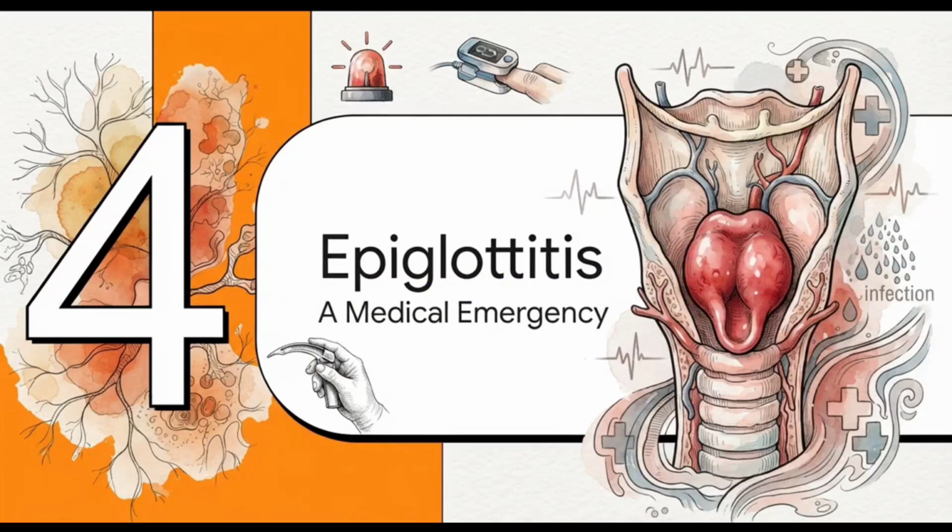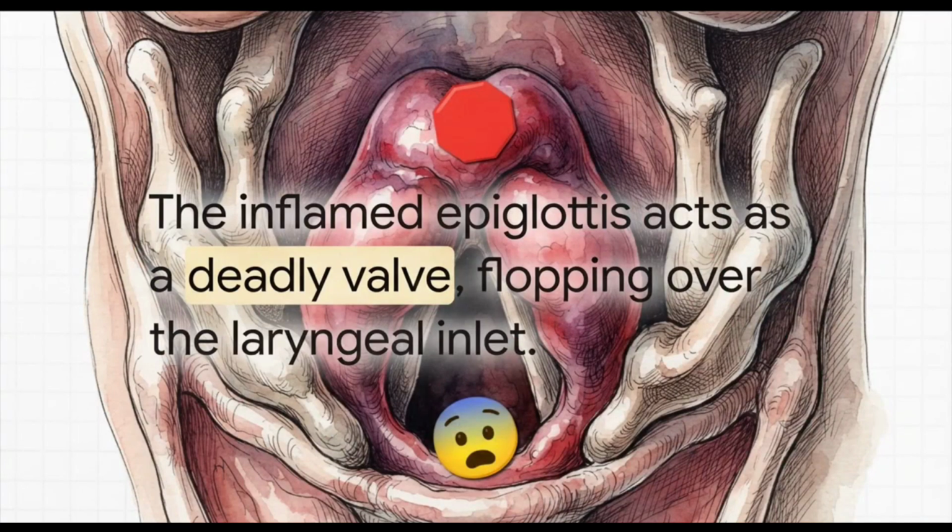Section 4. Epiglottitis, a medical emergency. Enter the absolute most terrifying supraglottic villain in this explainer. This is an acute bacterial infection that targets the very top of our anatomical map, and it is a true drop-everything medical emergency. Your epiglottis is a flap of elastic cartilage perfectly designed to cover your airway when you swallow food. But when bacteria infect it, it becomes massively swollen, incredibly heavy, and floppy.